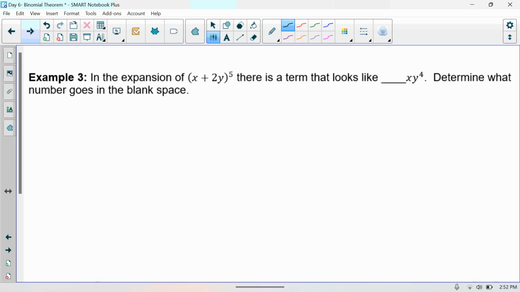Last one, example 3. In the expansion of x plus 2y to the 5th, there is a term that looks like blank xy to the 4th. Determine what number goes in the blank space. So I don't need to do the entire setup. Well, I need to do the entire setup, but I don't need to do the entire expansion. So I'm going to just set up Pascal's triangle relatively quickly here.